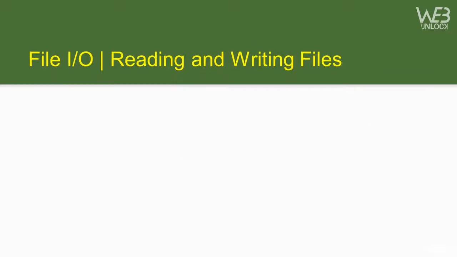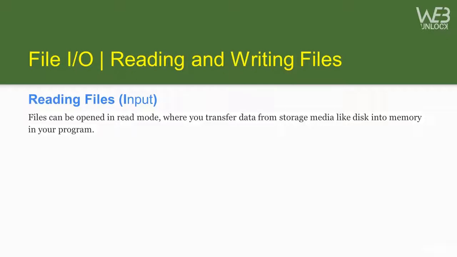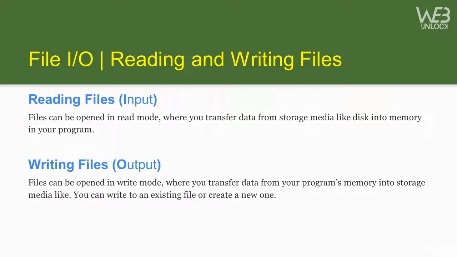Okay, so how do we read and write to files? When we refer to reading files or inputting from files, that means a file can be opened in read mode, which means we can transfer the data from the hard disk, the storage it's saved on, into the memory of your program. That's known as reading from a file. Writing to a file, or outputting to a file, means that you take the contents of your program's memory and store them in files. So you start streaming from memory into the file. You can write to an existing file or you can create a new one.